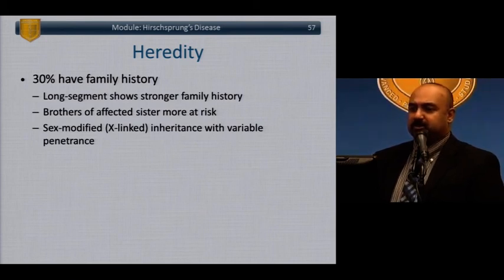Heredity: 30% do have a family history. Long segment has a stronger family history. Brothers of affected sisters are more at risk. So it's a sex-modified X-linked inheritance pattern. So it's carried with the girls.